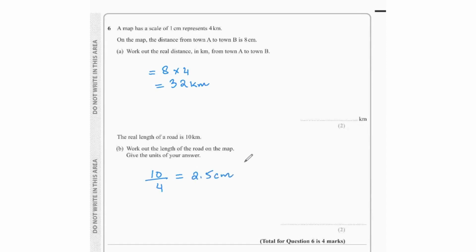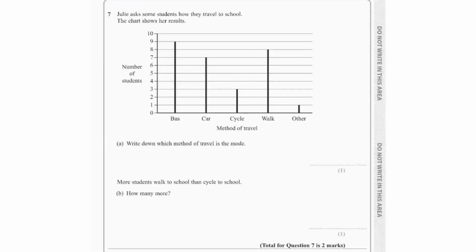That is your answer. Question 7 says Julie asked some students how they travel to school. The chart shows her results. So we have number of students on the y-axis and method of travel on the x-axis. Write down which method of travel is the mode. So mode is basically your highest frequency. Keeping that in mind, highest frequency is shown by a bus because that has a number of students of 9.